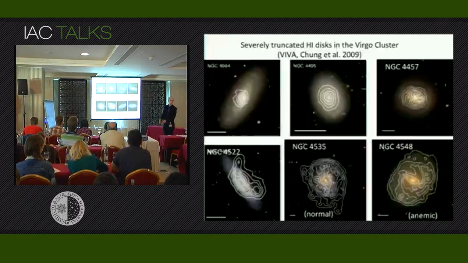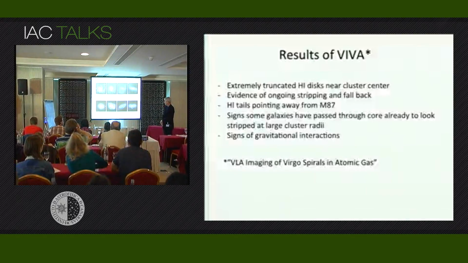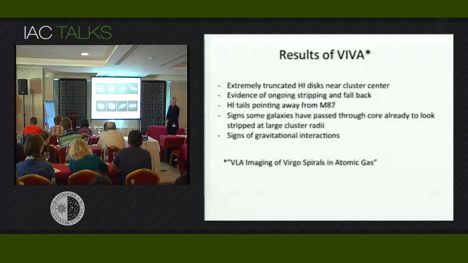So truncation is very obvious as an environmental effect in the Virgo cluster. And here's a little summary of the results of VIVA, and there's the acronym again. The pictures show the severely truncated disks. Those are near the cluster center. Some of these truncations and some of these H1 disks look distorted, like there's ongoing stripping. There's H1 tails, and some are deficient, even though they're not near the center, as if they've already been there once before. And of course, there are signs of gravitational interaction. So VIVA had some very, very interesting results on environmental effects on the H1 disk.